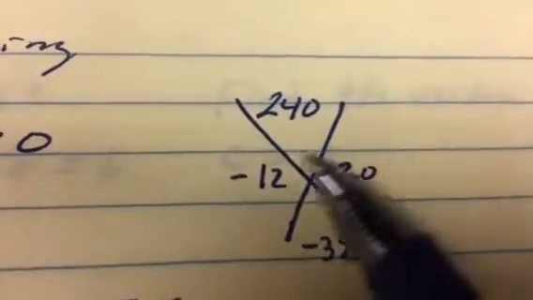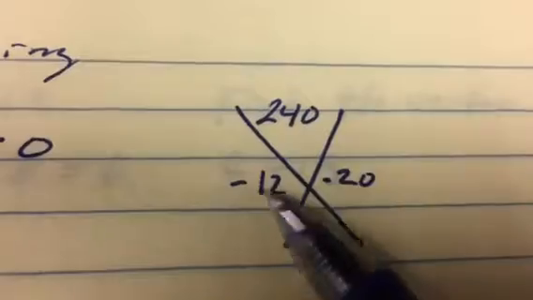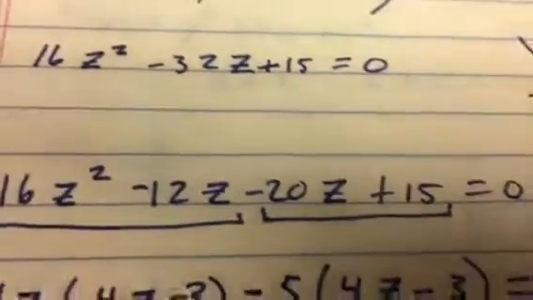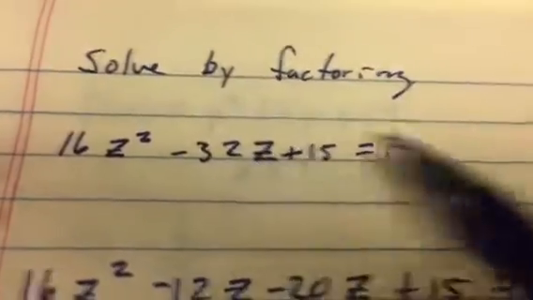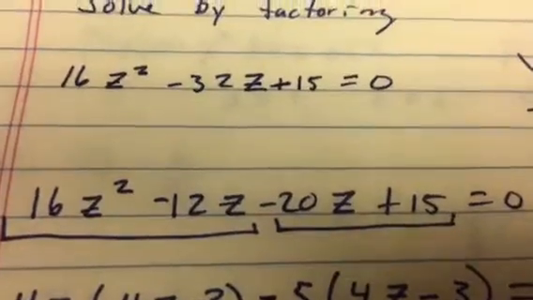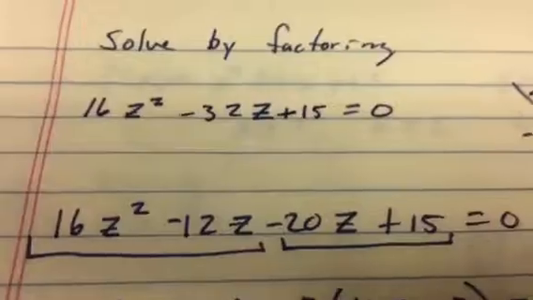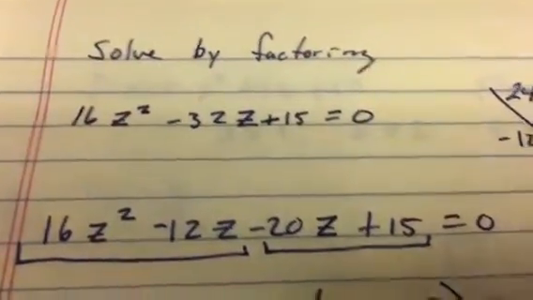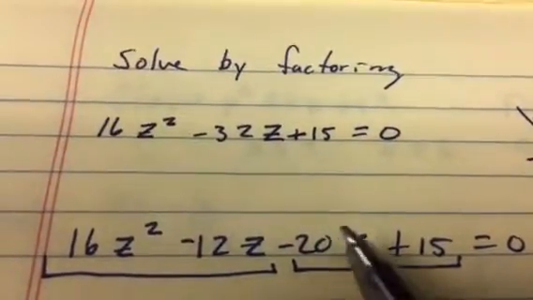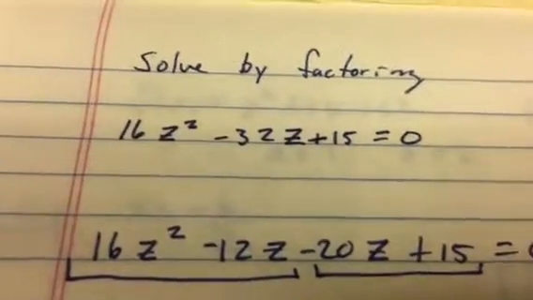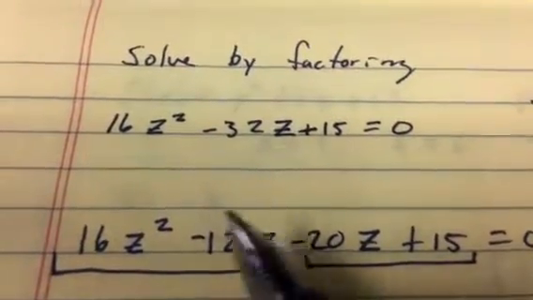I'm going to take these two values and rewrite the middle term of my equation. The negative 32, I'm going to rewrite with the negative 12 and the negative 20, and put it in the middle. So I have 16z squared minus 12z minus 20z plus 15. It does not matter the order. I could put the 20 first and then the 12, but I just put it this way because I can see things that factor out.